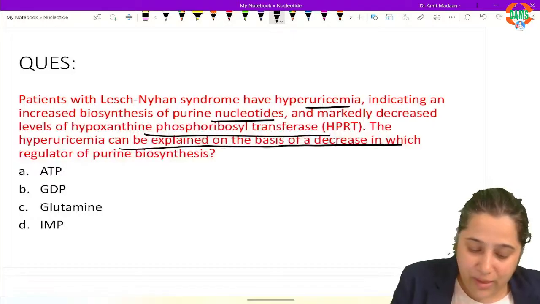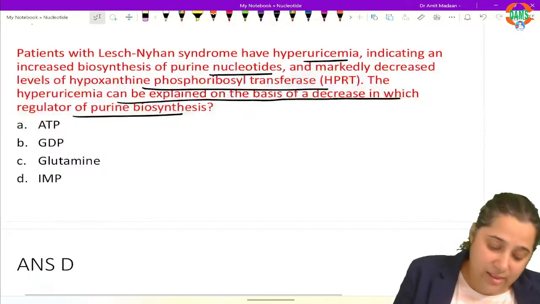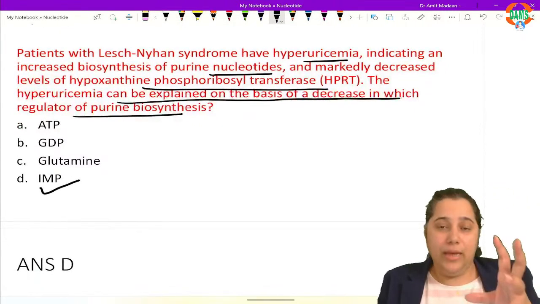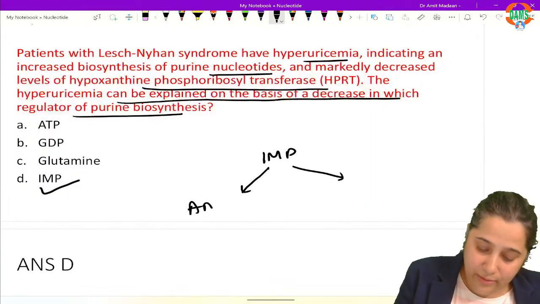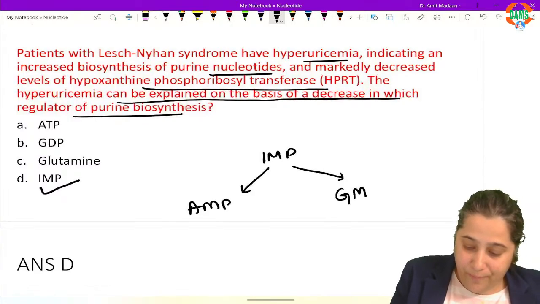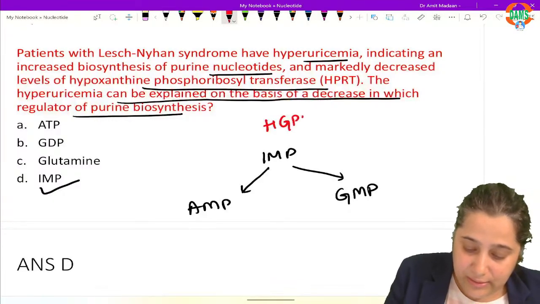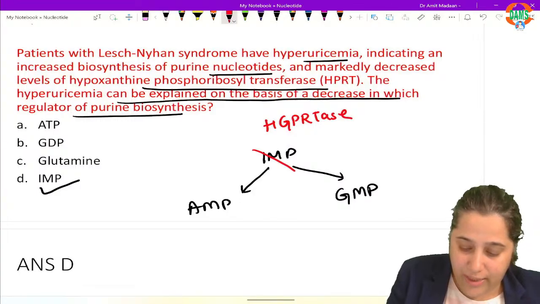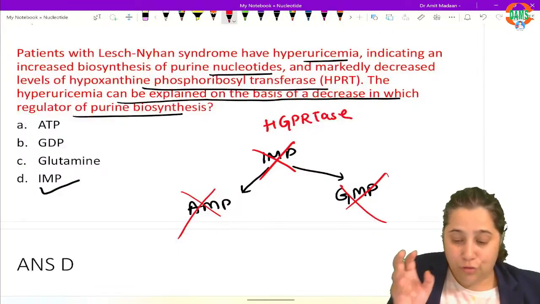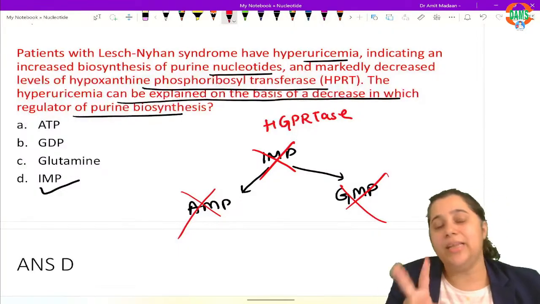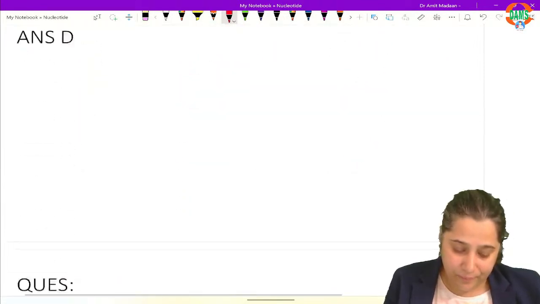Hyperuricemia is explained on the basis of decrease in which regulator of purine biosynthesis? It is IMP. IMP is going to form both AMP and GMP. If somebody is having HGPRTase defect, then there is no formation of IMP and hence no formation of AMP and GMP. So the common regulator for both adenine and guanine synthesis is IMP, and hence the answer.